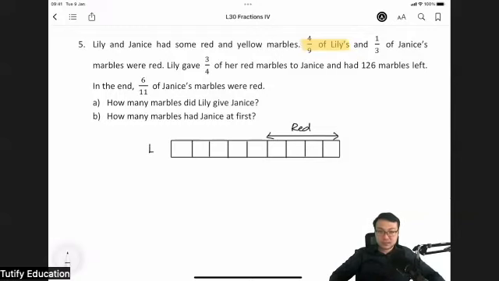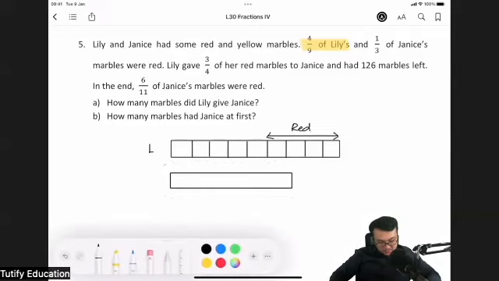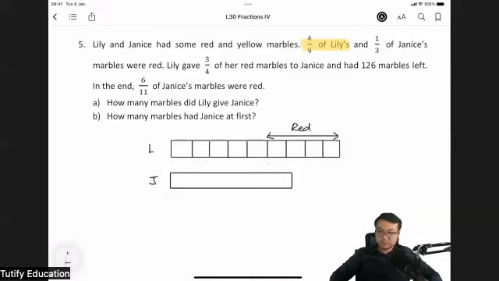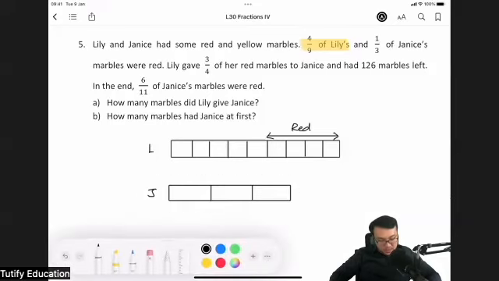Then after that, they say 1/3 of Janice's marbles were red. Lily gave 3/4 to Janice, and so on. Okay, let's draw Janice. How many units should I give to Janice? Also 9? Nope, because let's read the next sentence. 1/3 of Janice's was red. So what should I do? 3 units. Good. Okay, let's split Janice up into 3 units, and we can say 1/3 is red.